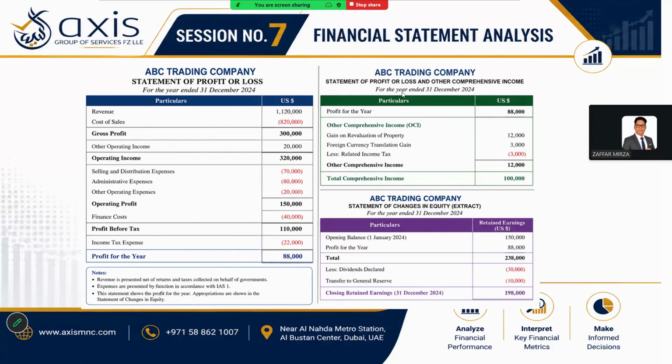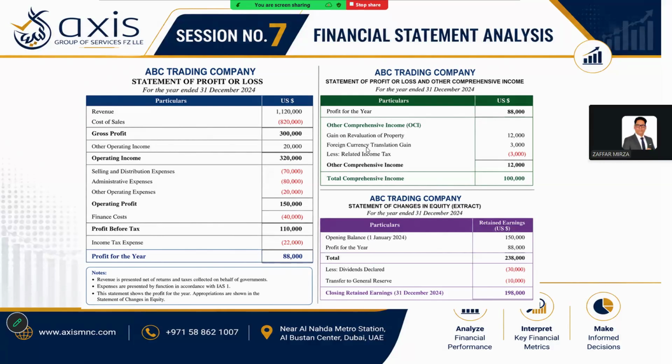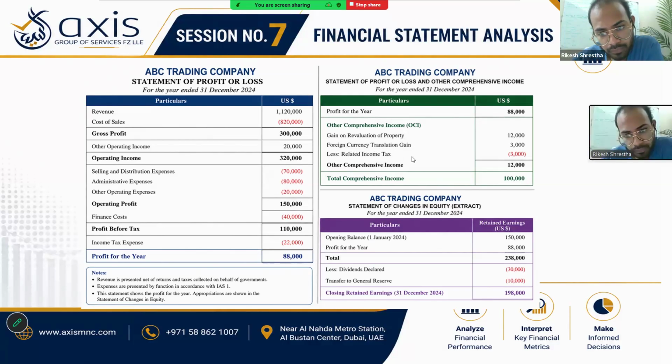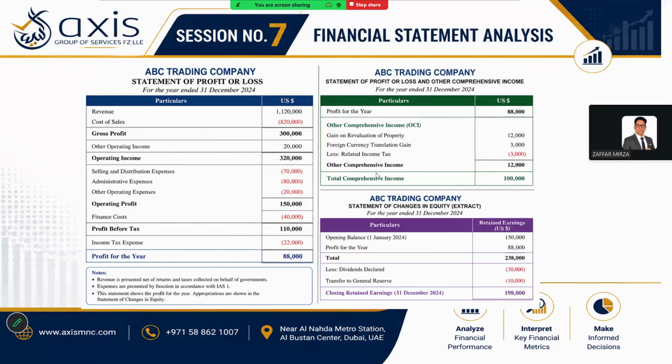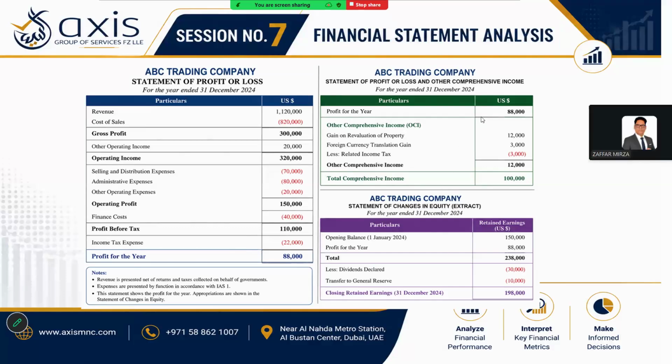Next is the statement of profit and loss account and other comprehensive income. Net profit for the year 88,000. Other comprehensive income, OCI: gain on revaluation of property, foreign currency transaction gain less related income tax. Then you will get the other comprehensive income, and the total comprehensive income is profit plus 12,000.